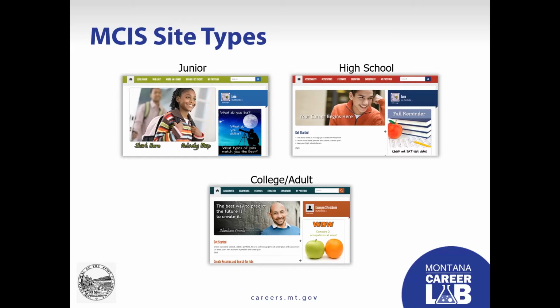So the high school version, you can tell you're in the high school version by the red navigation bar at the top. And the college adult version, you can tell you're in there by the greenish blue color of the navigation bar on that. Those 2 sites are very similar, except for the checklists and the pictures and scrolling announcements.